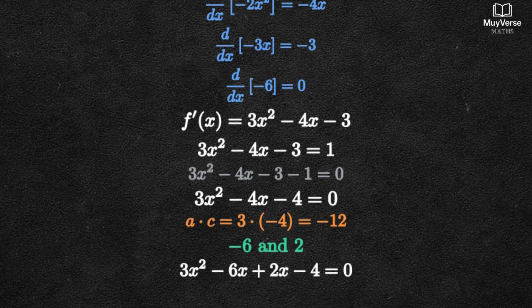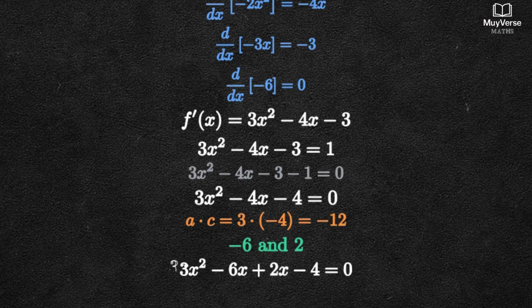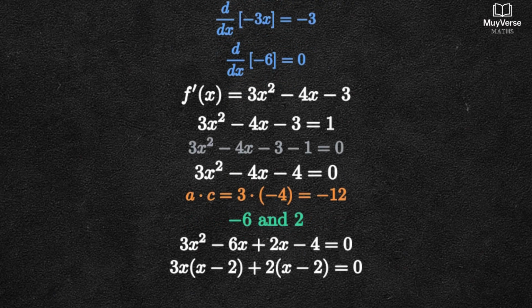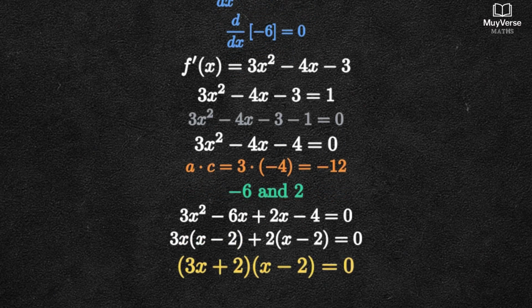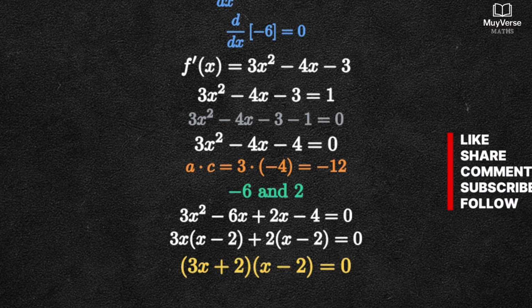3x squared minus 6x plus 2x minus 4 equals 0. Factor by grouping: 3x times (x minus 2) plus 2 times (x minus 2). So it factors as (3x plus 2) times (x minus 2) equals 0. Step 5. Use the zero product property.